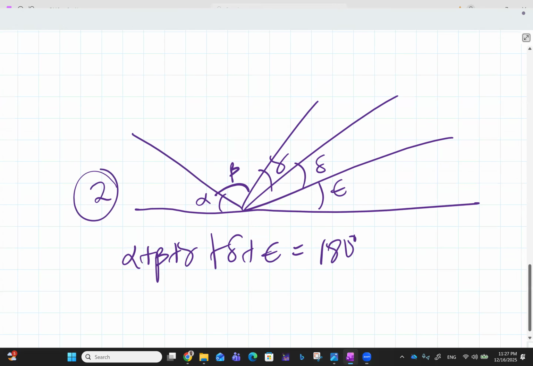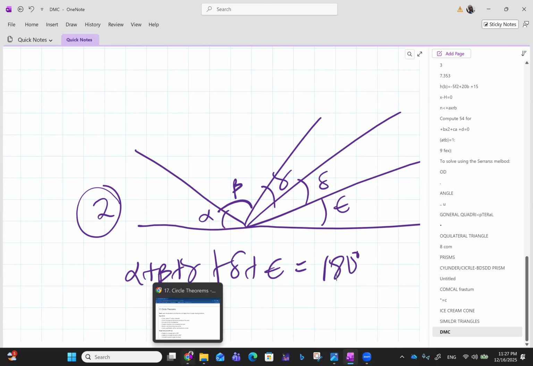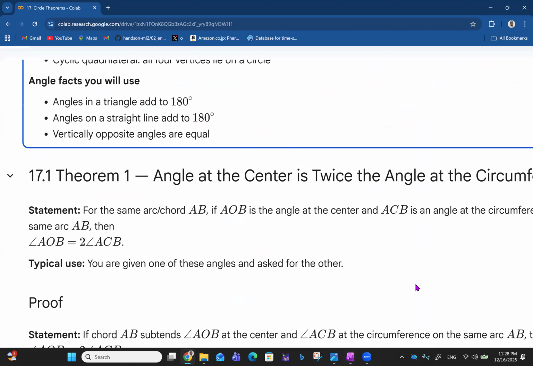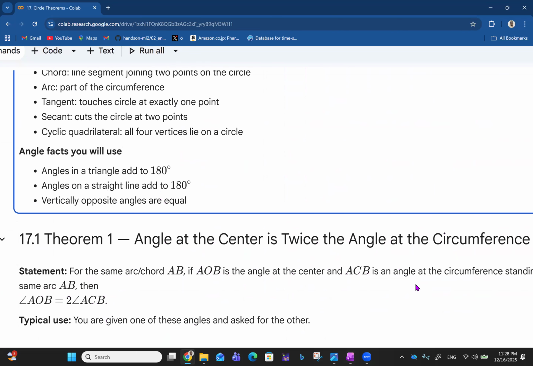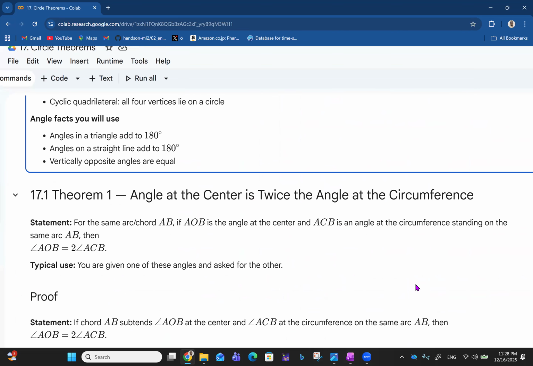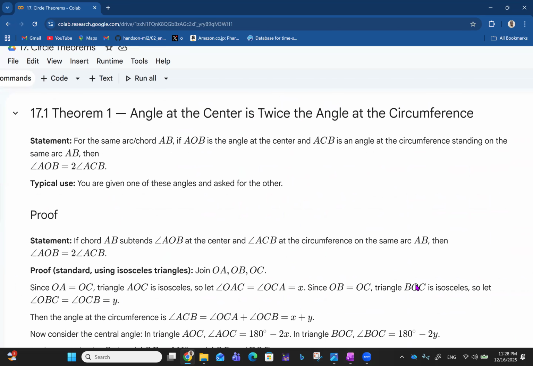Now, having said that, let's go back and start looking at the theorems one after the other. So look at the first theorem. Theorem one is about the angle at the center being twice the angle at the circumference. The statement is that for the same arc or chord AB, if AOB is the angle at the center and ACB is an angle at the circumference, standing on the same arc AB, then angle AOB is equal to twice angle ACB. The typical use is you are given one of these angles and asked for the other.